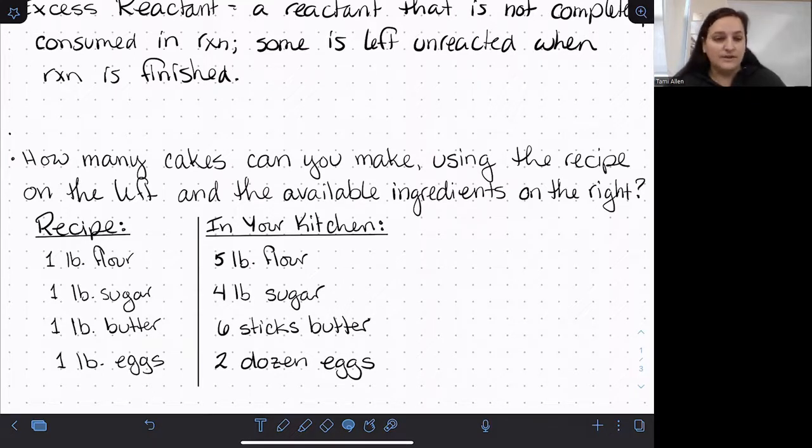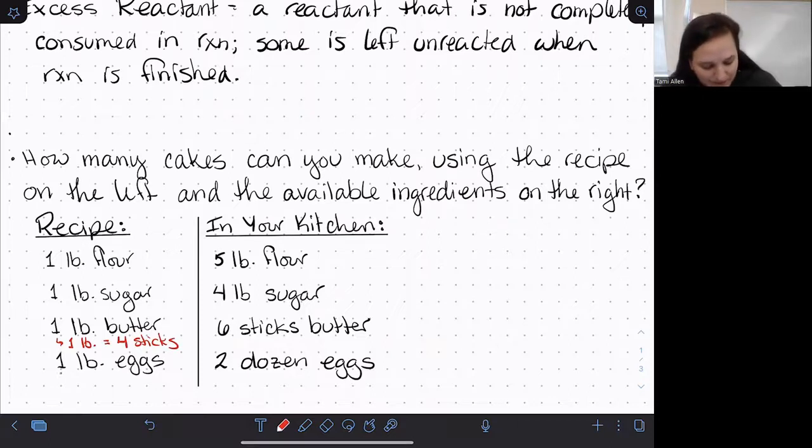You will notice that a few of these have a unit mismatch. We have a pound of butter versus sticks of butter, and a pound of eggs versus dozens of eggs. So we're going to need some conversion factors, but that's okay. We know how to convert units. I will tell you that 1 pound of butter is 4 sticks. A typical box of butter that you buy at the grocery store is a pound of butter. It contains 4 sticks of butter.